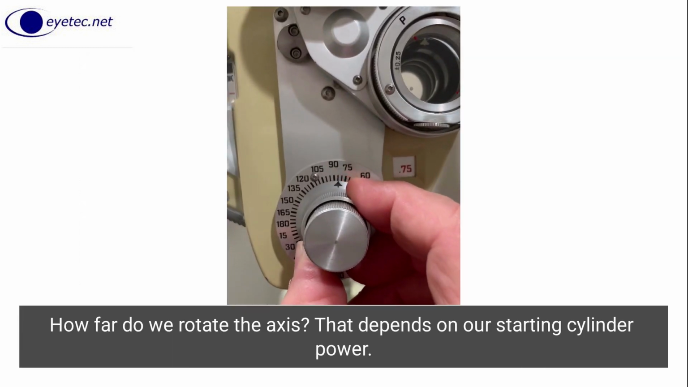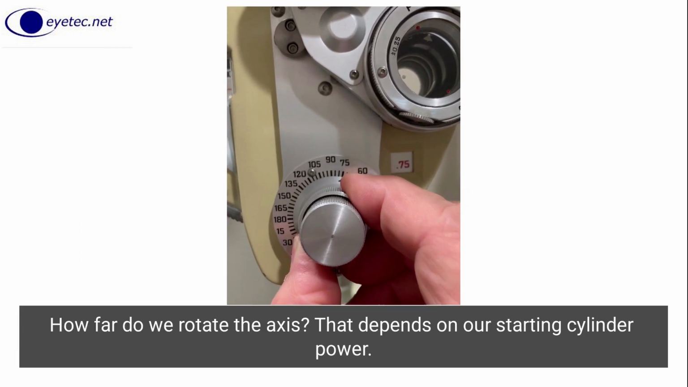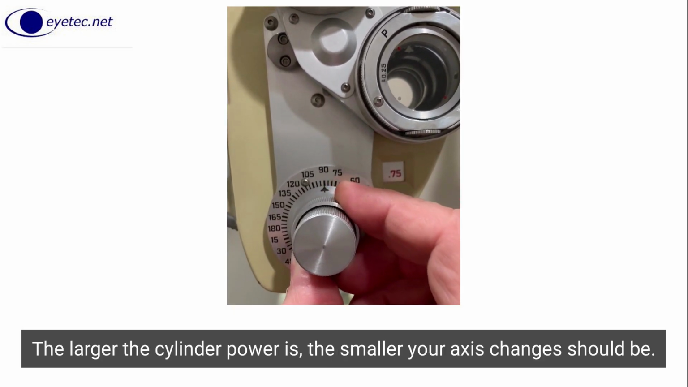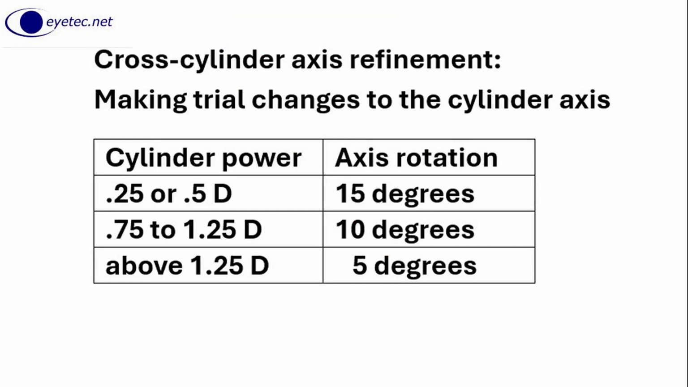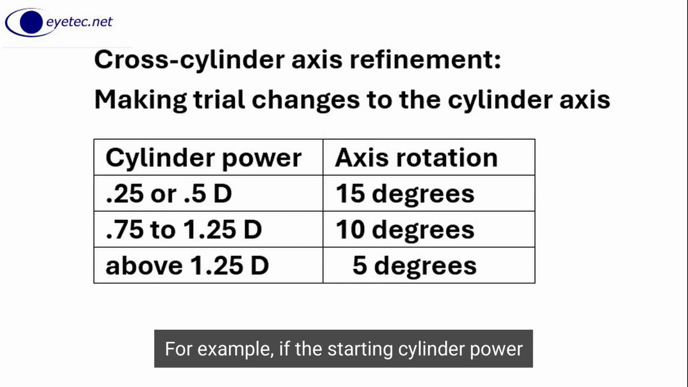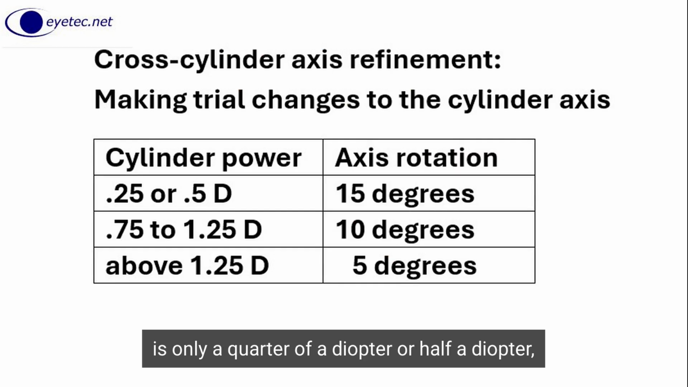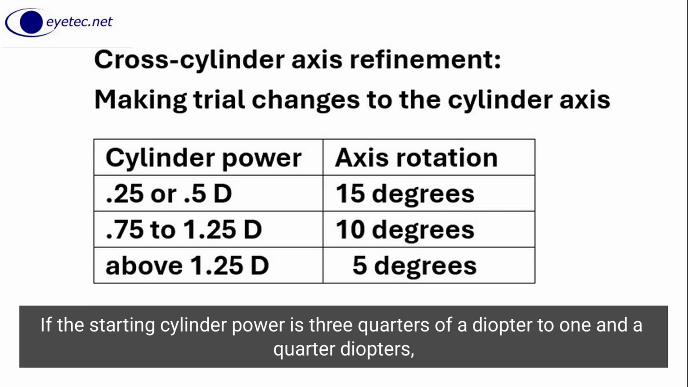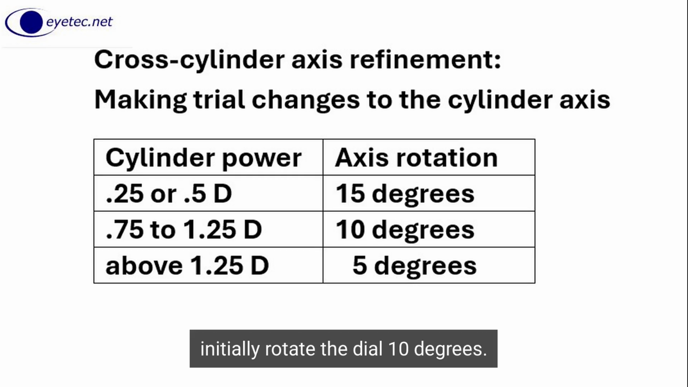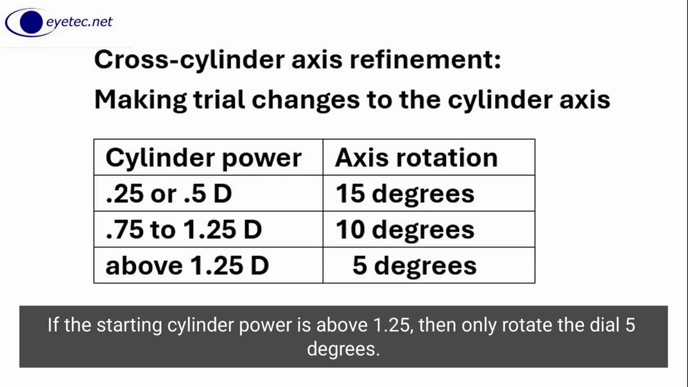How far do we rotate the axis? That depends on our starting cylinder power. The larger the cylinder power is, the smaller your axis changes should be. For example, if the starting cylinder power is only a quarter of a diopter or a half a diopter, then initially rotate the dial 15 degrees. If the starting cylinder power is 3/4 of a diopter to 1 1/4 diopters, initially rotate the dial 10 degrees. If the starting cylinder power is above 125, then only rotate the dial 5 degrees.